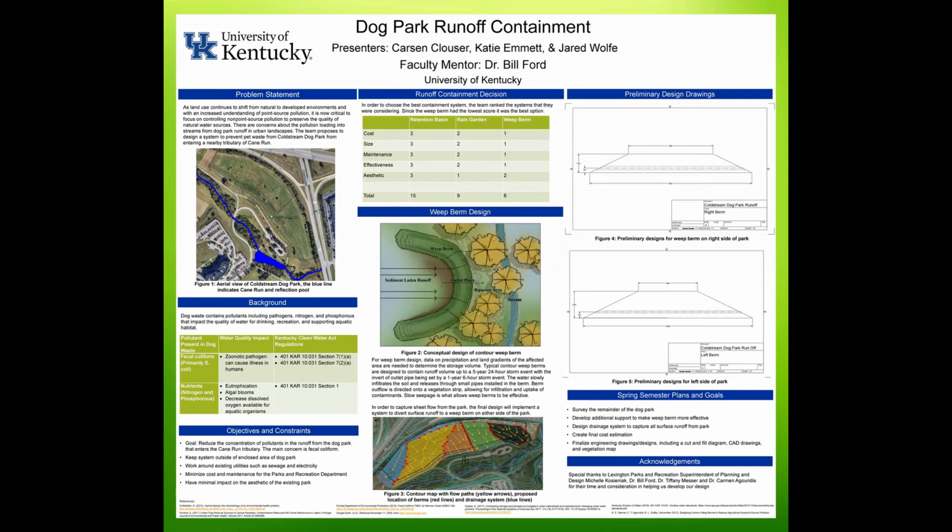Some of our spring semester plans and goals have us surveying the remainder of the dog park in order to better understand the gradient. Additionally, we would include the support to make the wheat berm more effective, as indicated by the blue line, more than likely being a drainage system to address all the sheet runoff from the park. We also want to finalize the costs for the city so they can understand how to best implement this and potentially implement it at other parks, as well as finalize our drawing designs, a cut and fill diagram, and CAD drawings with a vegetation map to give as accurate of a depiction of what would be anticipated as we can.